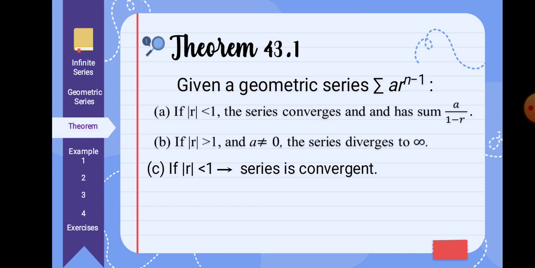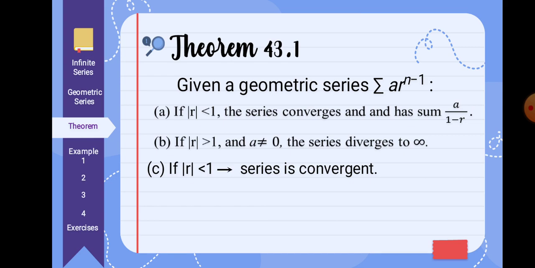Theorem 43.1. I got this theorem from the reference given by our instructor. Given a geometric series summation of a r raised to the power of n minus 1, if the absolute value of r is less than 1, the series converges and has sum a over 1 minus r. So this is the formula.